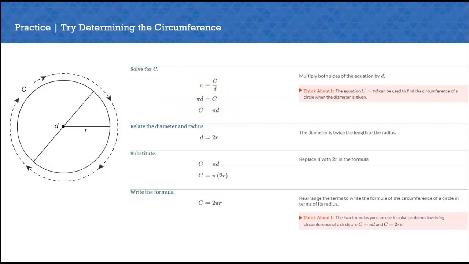Now relate the diameter to the radius. Well, the diameter is equal to 2 times the radius. Remember that the diameter, half of it is equal to the radius. Therefore, if I have 2 radii, then I have the diameter. So diameter equals 2 radii. Substitute that in there, and you've got c equals pi d, or c equals pi times 2 times radius. We could write the formula just like this in our calculator.